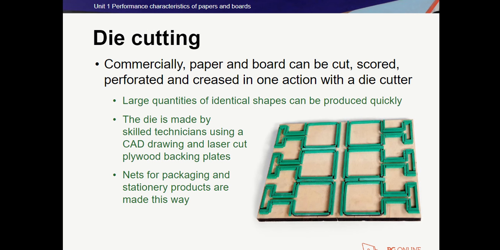So die cutting is the biggest commercial process that you'll need to know about for working with papers and boards. It's a way that can be cut, scored, perforated and creased in one action with a die cutter, using very thin, sharp pieces of metal that can be pressed into the surface of the paper board. It's a way of getting large quantities of identical shapes. It's made from plywood backing plates, and skilled technicians using CAD drawing and the lathe cutter. Nets for packaging and stationery products are made this way.